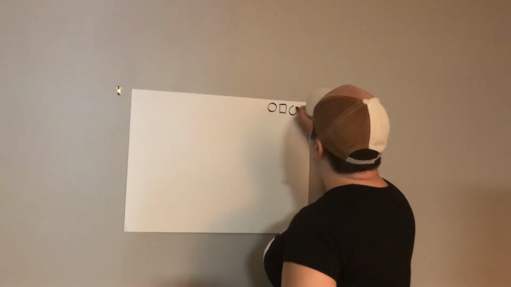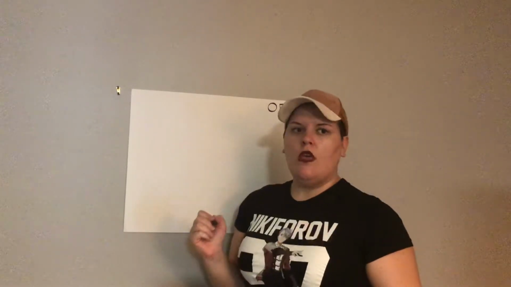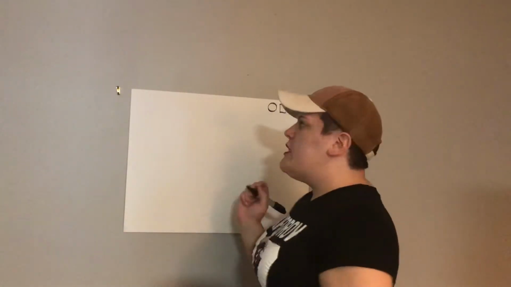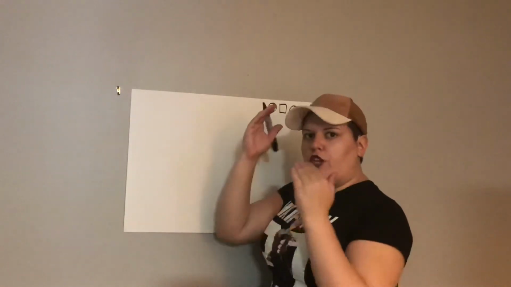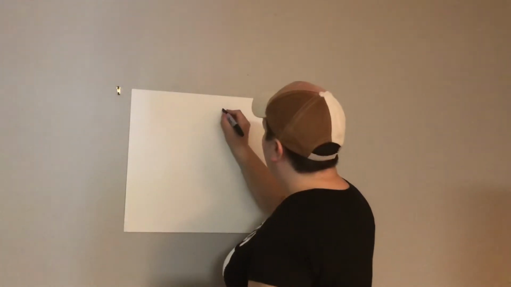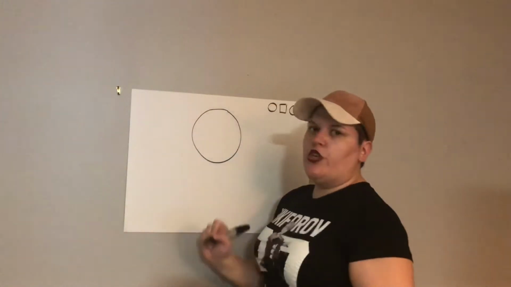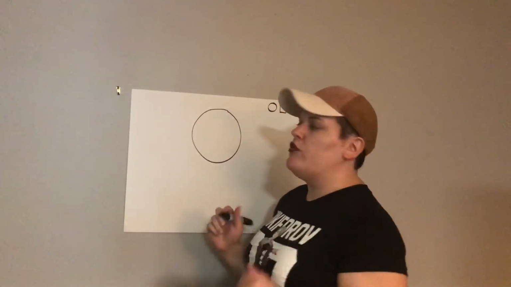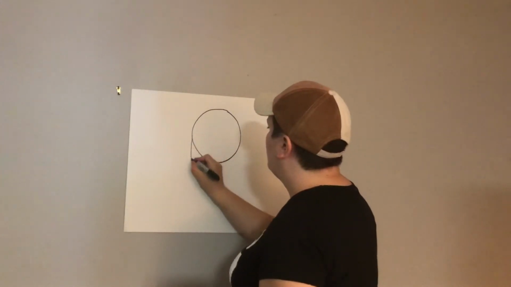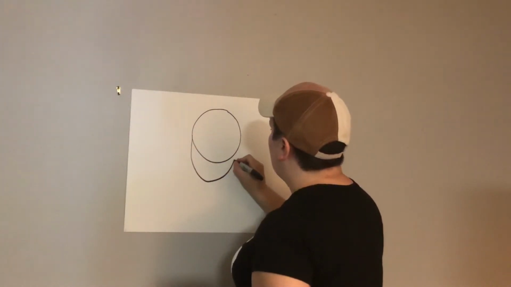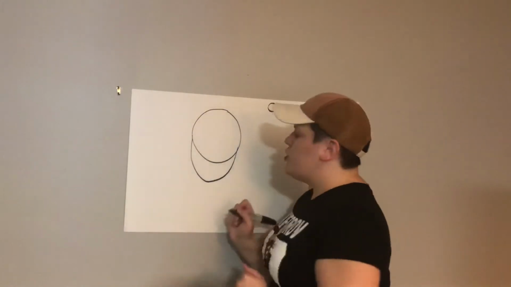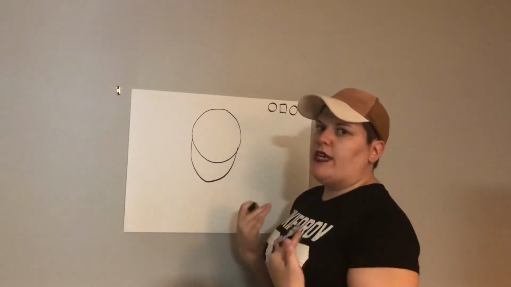rectangle, and oval. For your first step, you're going to define the top of the human face, which is going to be your circle. After your circle, you're then going to do a half oval, which will be your jaw. And after your circle, you are then going to do a rectangle.